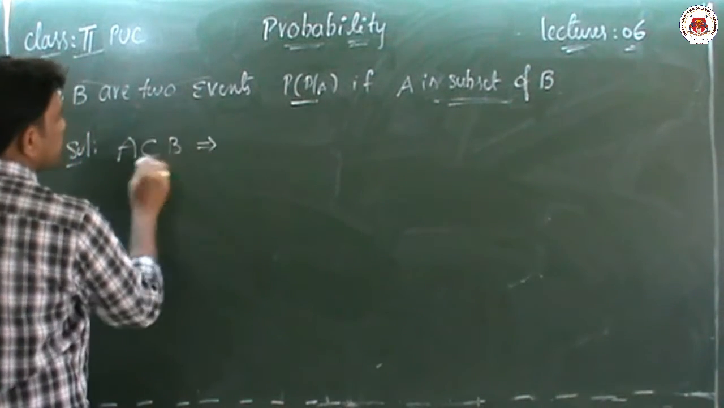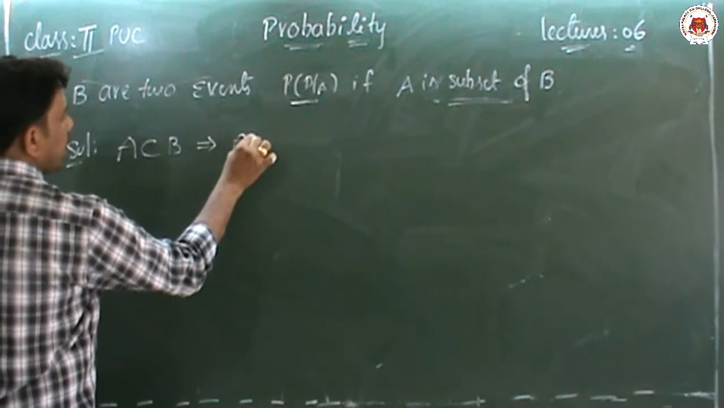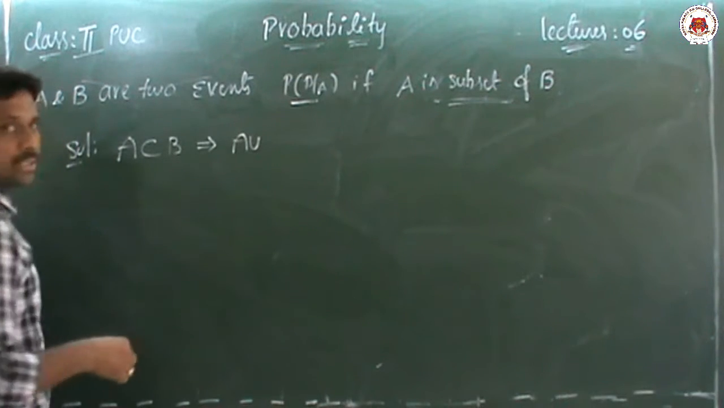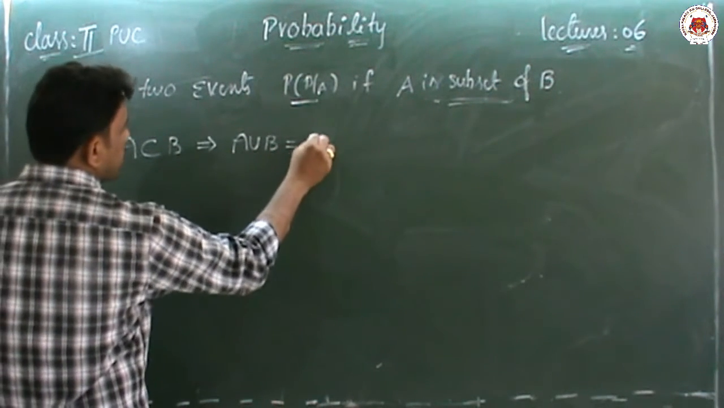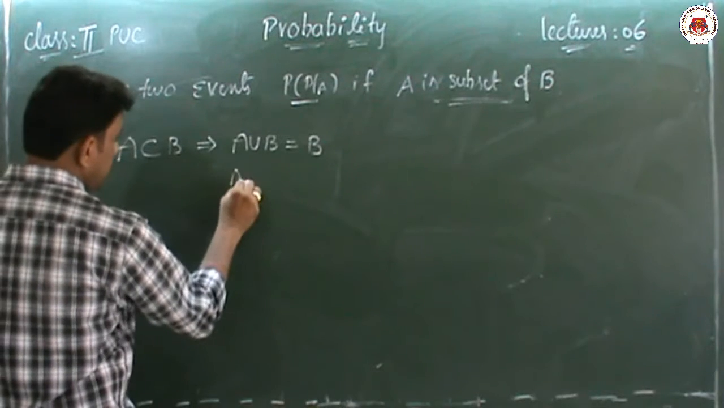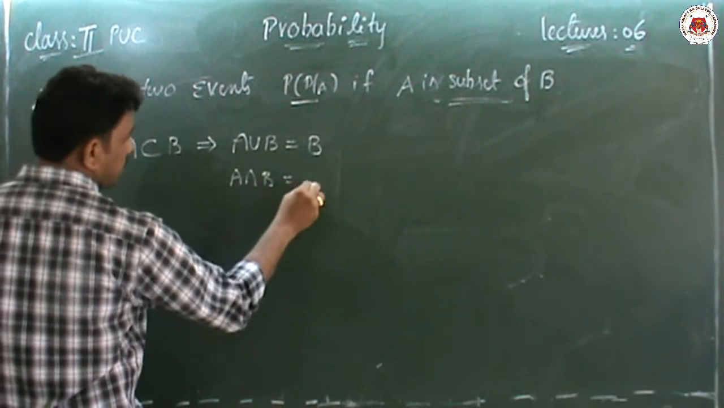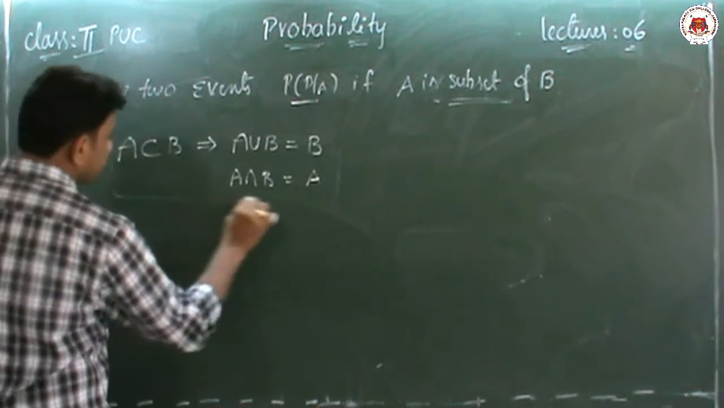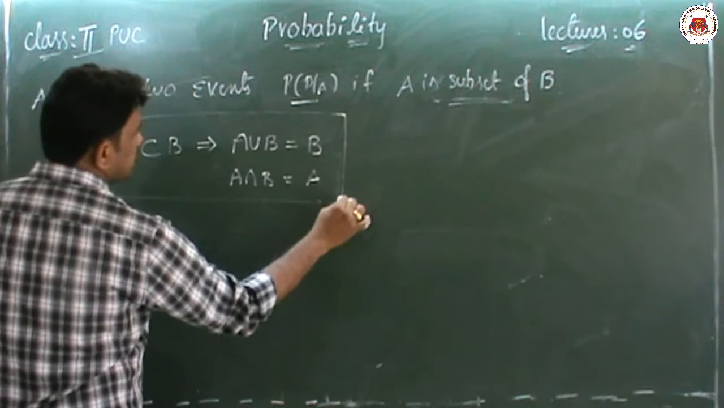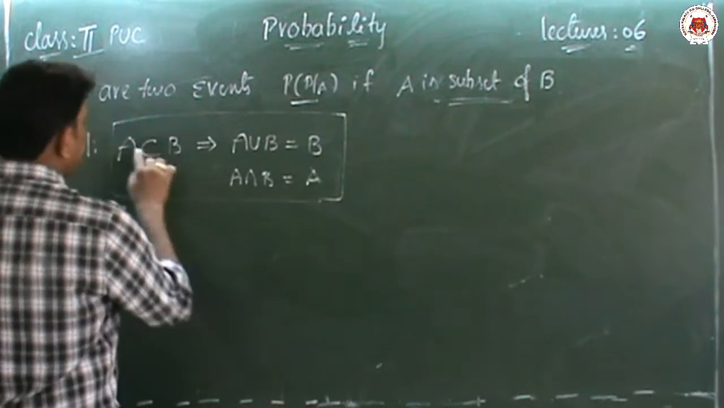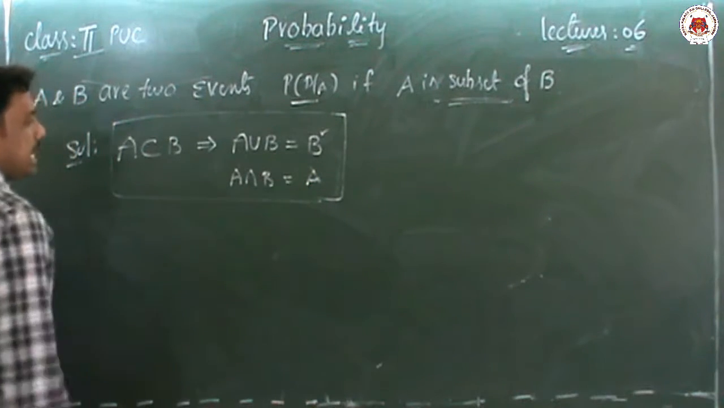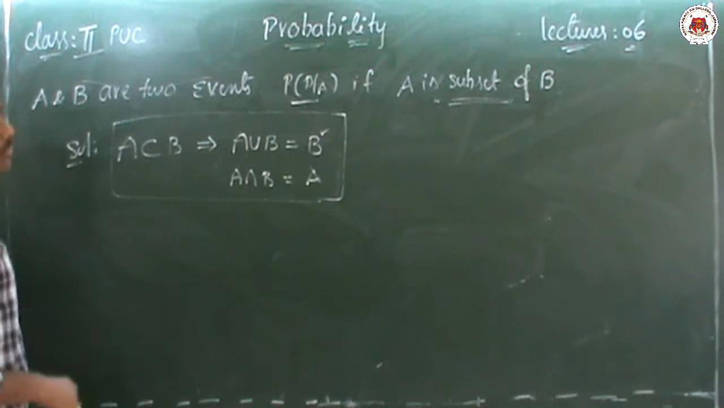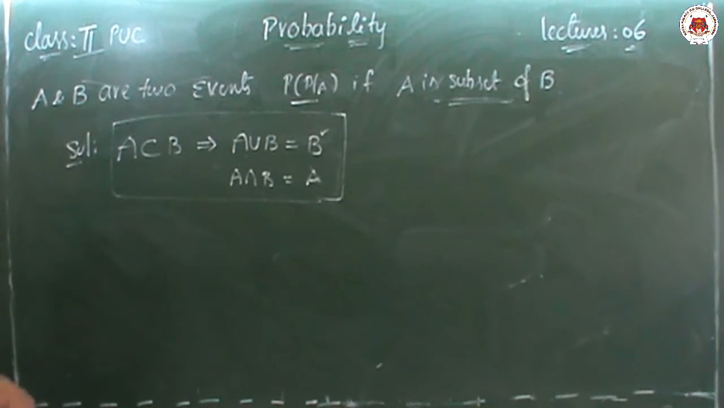If A is a subset of B, then we have the first PUC formulas. If A is a subset of B, then A union B equals B, and A intersection B equals A. This we have in the first PUC sixth chapter.